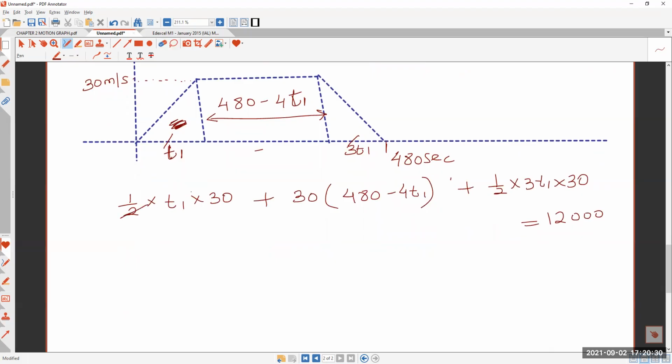Next two ones are 2, what will 15 be? 15 t1 plus 30 into 480, how much? 30 into 480 is 14400, then minus 120 t1, plus here 15 into 3, how much? 45. So 45 t1 is equal to 12,000.